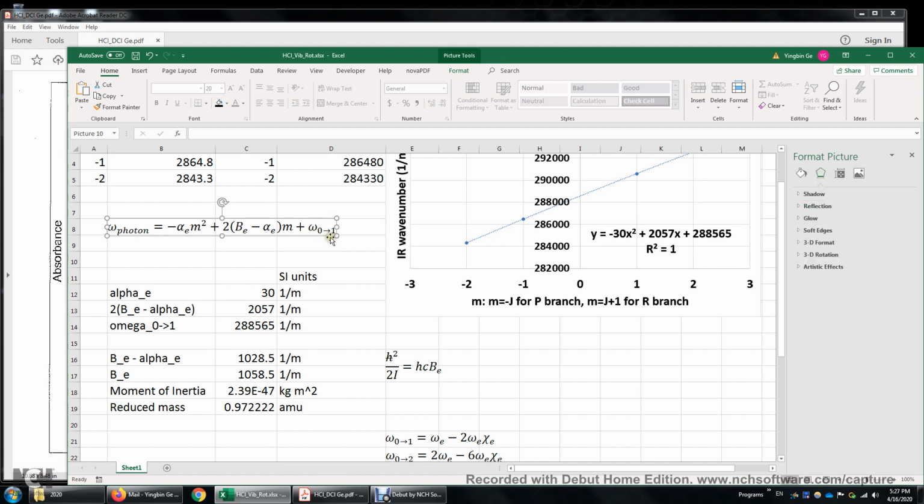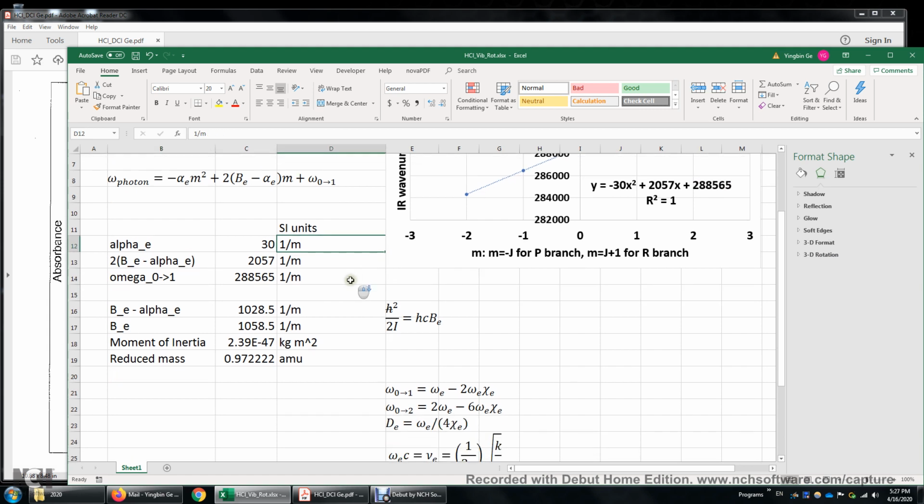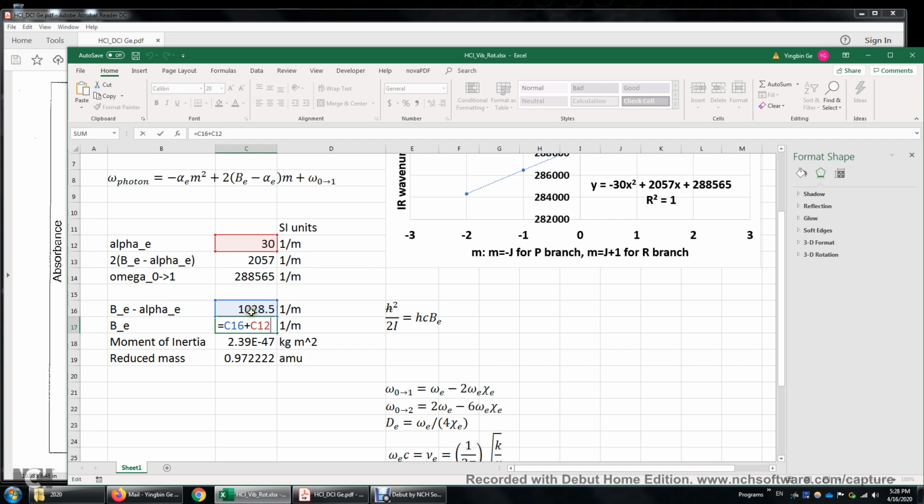This omega from 0 to 1, this is the vibrational transition wave number. Over here, omega from 0 to 1, the number is 288,565, coming from this quadratic equation here, this coefficient. Now, since we know the value of alpha e and also 2 times B e minus alpha e, we can compute B e. First, this number divided by 2 will give you B e minus alpha e. And also, B e equals this number plus alpha e. Therefore, this is the calculation.